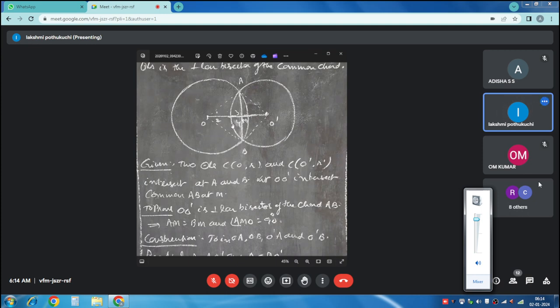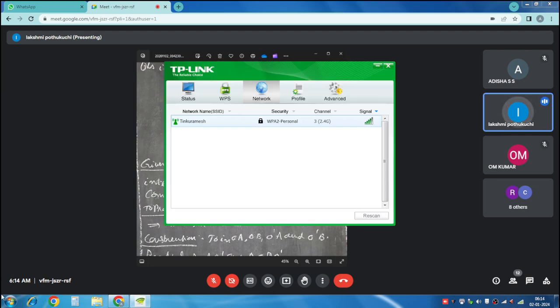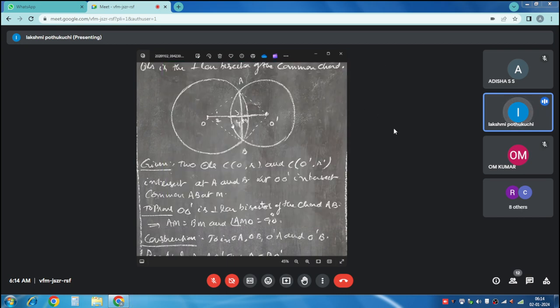Hence it is proved. Once again I am saying, children, prove that the line segment joining the centers of those two circles will be perpendicular to the common chord. When two circles intersect at two distinct points A and B, the line segment joining the centers of these two circles, O and O', will be the perpendicular bisector of the common chord AB. Therefore, to prove that AM is equal to BM and angle AMO is equal to 90, construction: join OA, OB, O'A, O'B.